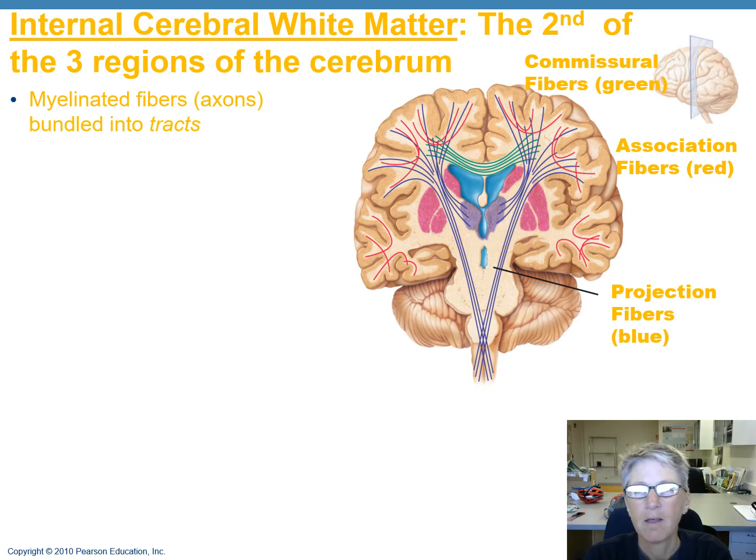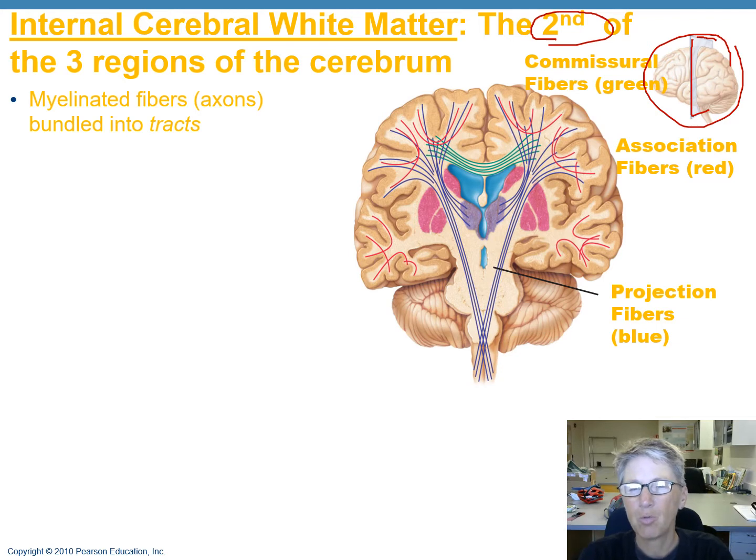Within the cerebrum there were three regions: the gray matter, white matter, and basal nuclei. In this slide we're going to look at the second of the three regions within the cerebrum, the white matter. If you come over here to the right side, you can see the brain has a frontal or coronal section through it. If you pull that piece out and turn it towards you, it looks like this. This is a frontal section.